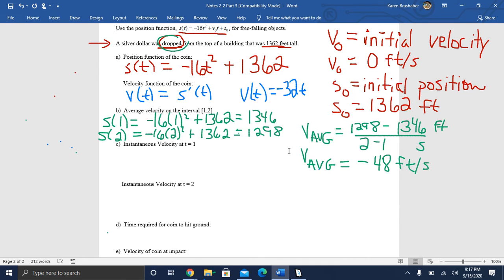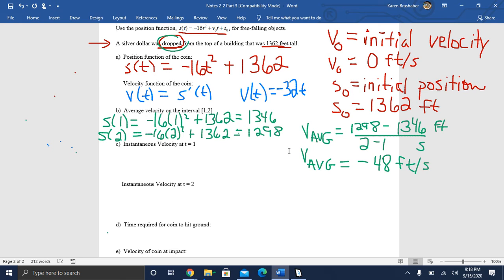And then the 48 is an indication of the speed. So negative 48 feet per second would be the average velocity. And notice that we had to have an interval of time from 1 second to 2 seconds. But for your next question, part C, you're asked to find instantaneous velocities.